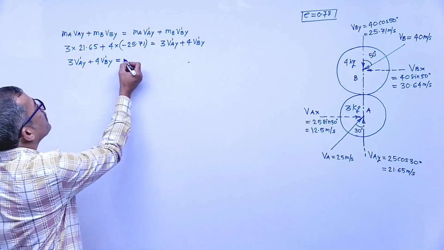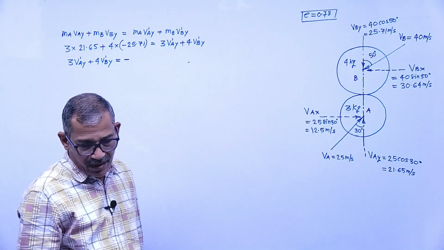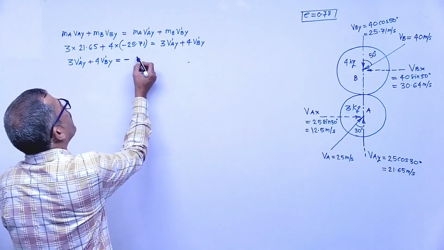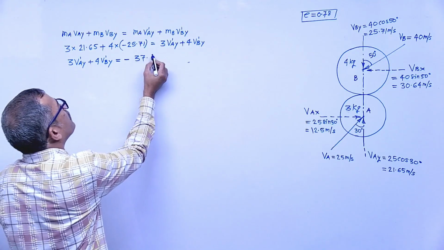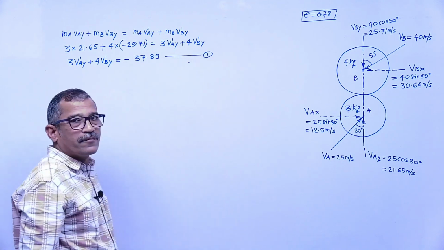So minus will come, right? This will be what? Minus. How much are we getting? 37.89. This is what? 37.89, equation number 1. Clear?